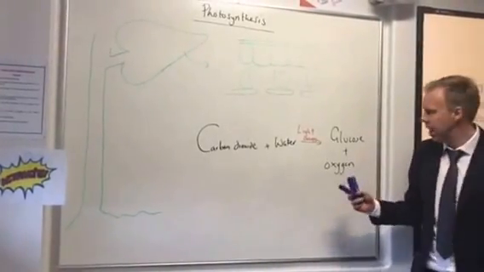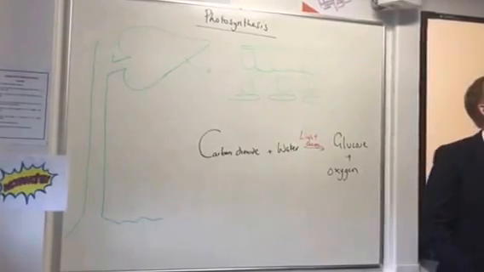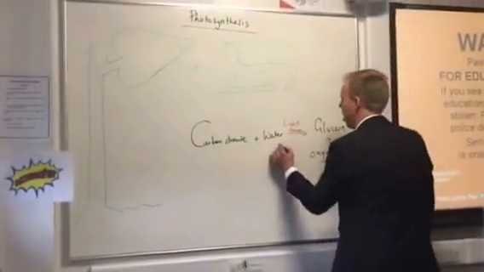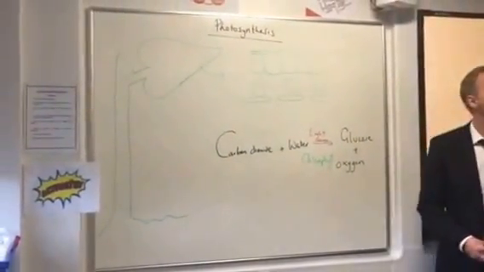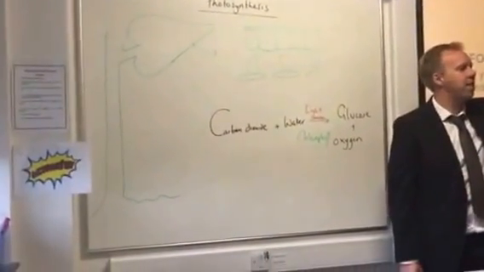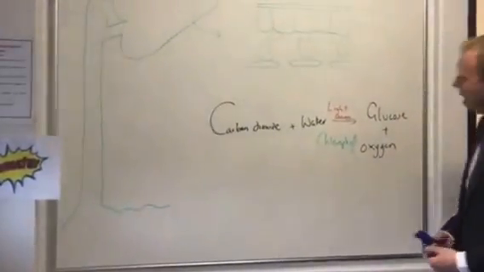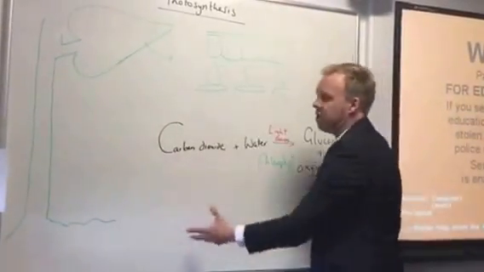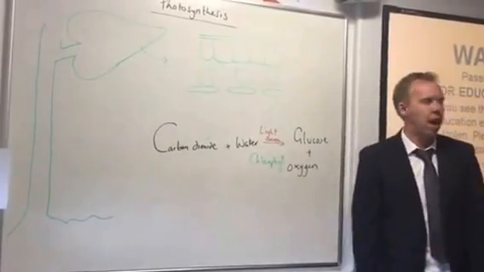Now, there's one thing missing from my equation. What is it? Chlorophyll. I've drawn chlorophyll in green. Why? Because it's a pigment for the leaf, and it is what gives the leaf that green colour. Now, what I want to talk to you first and foremost about is where photosynthesis happens and where these reactants come from.